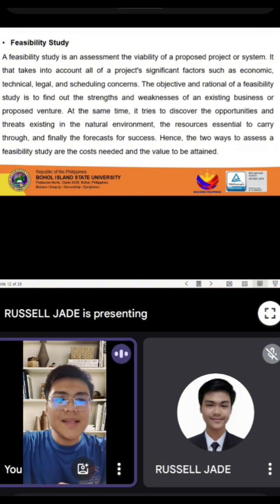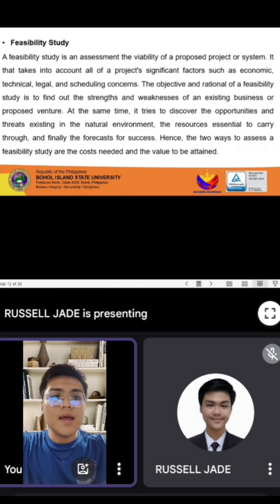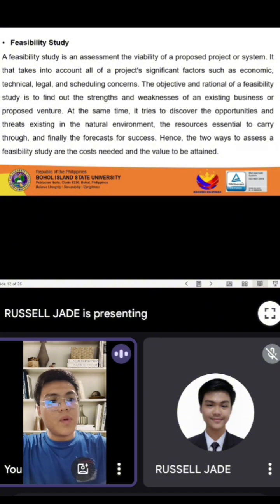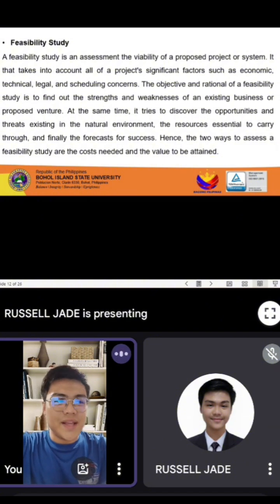So the next is the feasibility study. A feasibility study is an assessment of the viability of a proposed project or system. It takes into account all of the project's significant factors such as economic, technical, legal, and scheduling concerns. The objective and rationale of a feasibility study is to find out the strengths and weaknesses of an existing business or proposed venture.